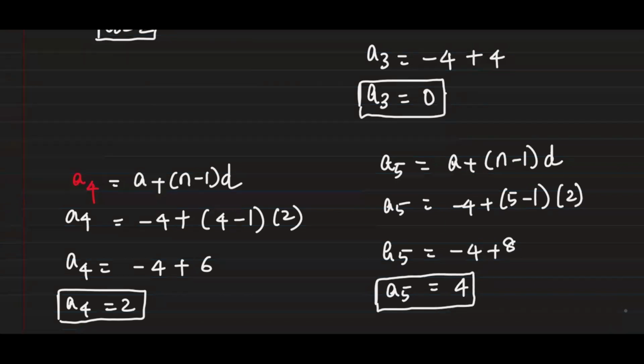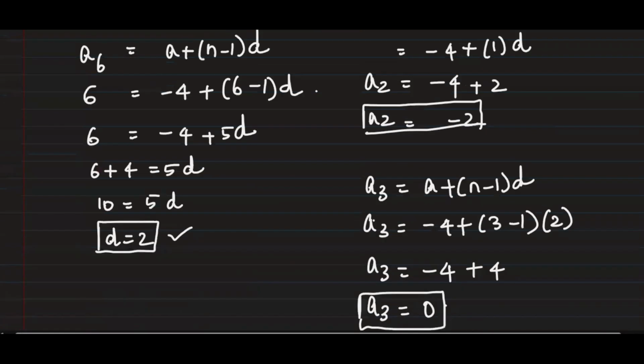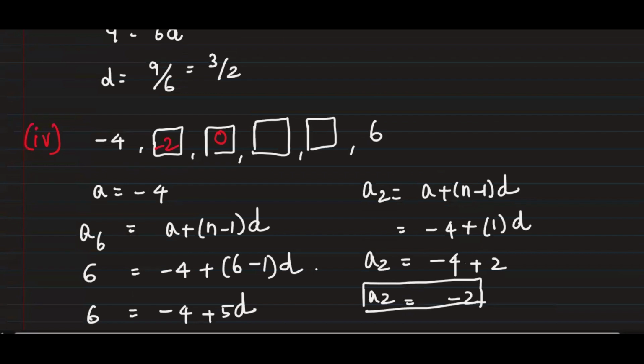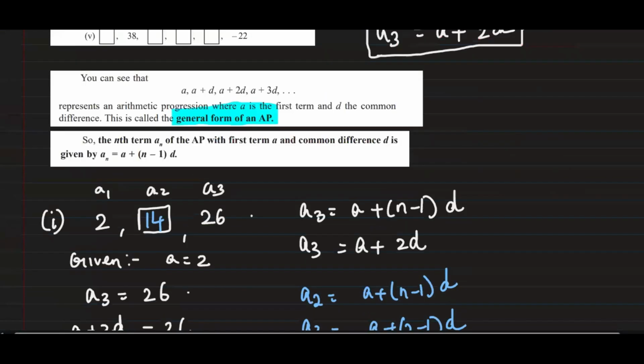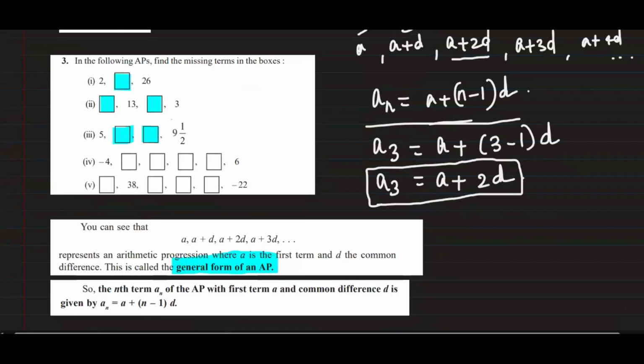Fine, clear? So the fourth term and the fifth term are 2 and 4 respectively. So we have 2 and 4. That's all. So the missing terms are negative 2, 0, 2 and 4. Fine, clear? Easy? Okay, moving on to the last question of this one. Yes, fifth one is the last question.